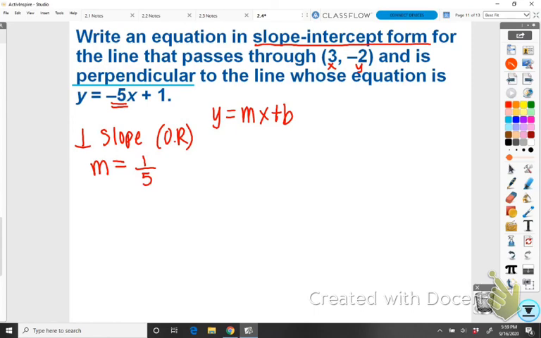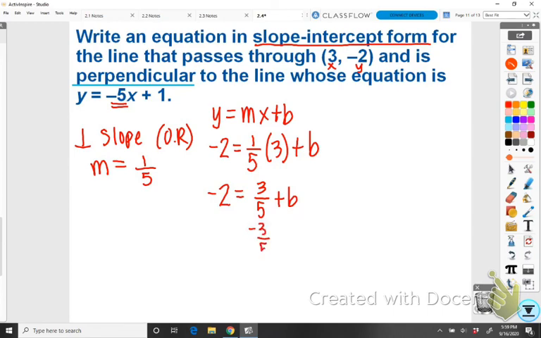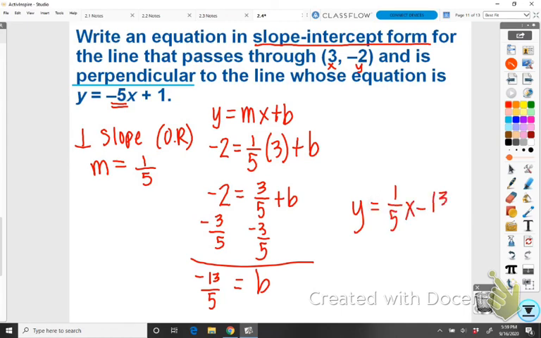So I know the y value is a -2 from my ordered pair. I know the m value I have to use now is 1/5. I know the x from the ordered pair was a 3, and I want to find b. So this is -2 equals 3/5 plus b. We're going to subtract 3/5 from both sides. And this gives you b equals -13/5. So the equation is y equals 1/5 x minus 13/5.